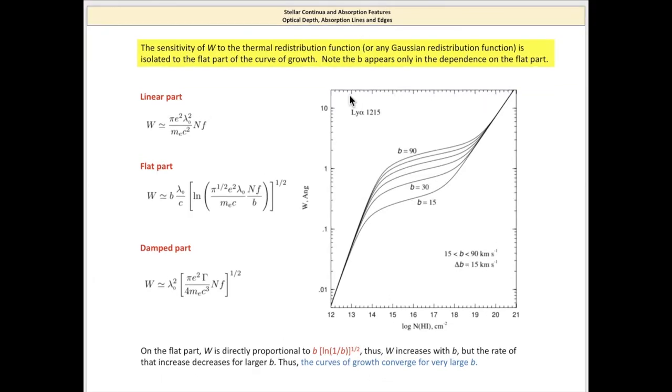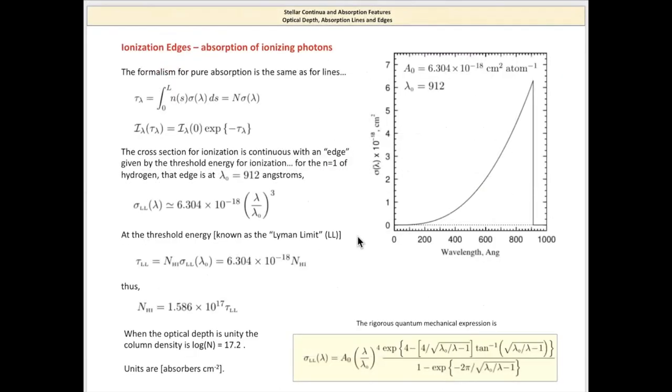Okay, what I'd like to do now is talk about ionization and ionization cross sections and optical depths. This is a fairly busy slide, but what I'm trying to indicate, first and foremost, is that the radiative transfer equation, in other words the behavior of the flux decrement and the optical depth, is identical formalism. It's the same formalism. You have an optical depth. It's just not a super narrow or Gaussian cross-section.